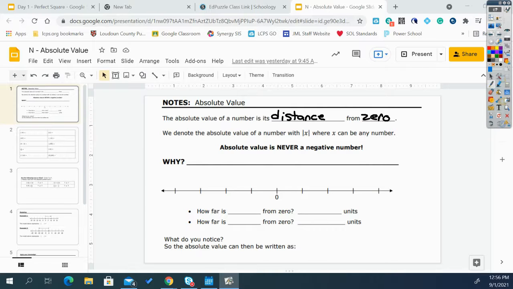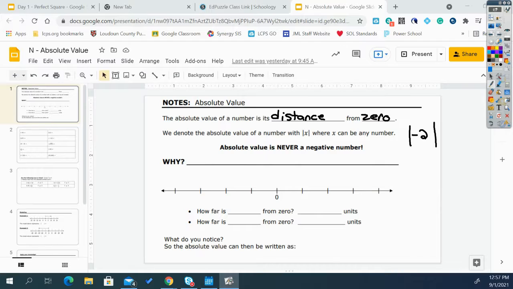When we denote, also known as writing down, absolute value of a number, we use these two symbols next to x, where the x can be any number. So as an example, you may see me write the absolute value of -2. And it's just these two bars, and we're going to put the number inside of it.